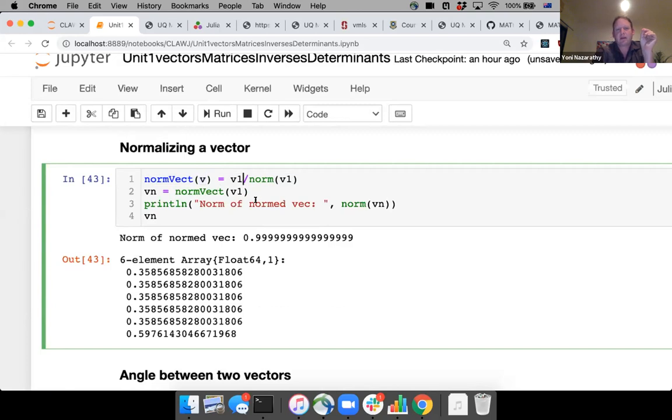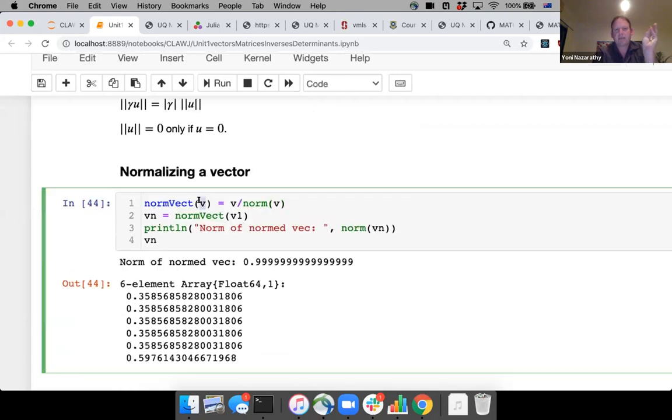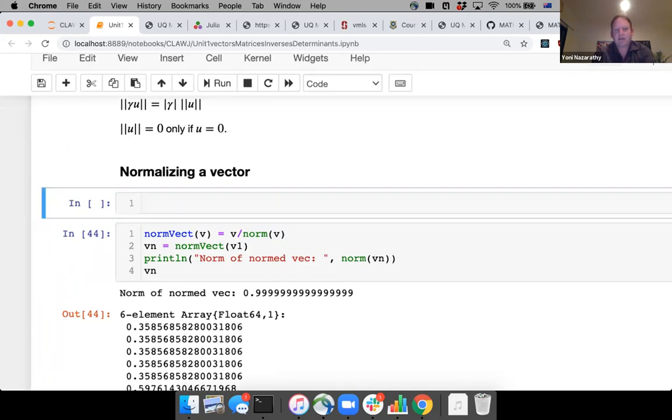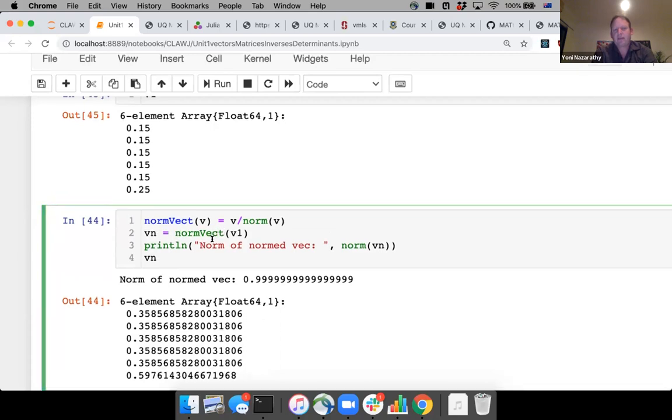That's a mistake. It should be v divided by norm v. Okay. Norm vect gets an input argument v and divides by the norm. Okay, this is scalar division. So let's say I have the vector v1 here. V1 is a bad example in the sense it's kind of these weights, but that's okay. And Vn is going to be the normalized vector of V1.